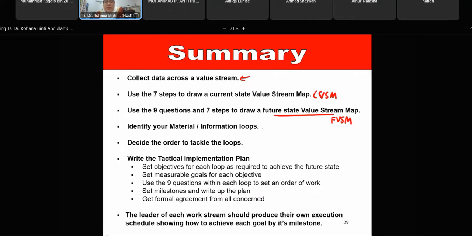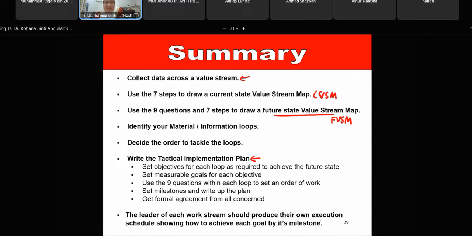And then identify your material and information loops. You dah nampak tadi kan? Apa beza material flow dengan information flow. Alright. And then tackle the flows, ataupun each lah, material flow ke ataupun the information flow. Alright. So come up with an implementation plan.